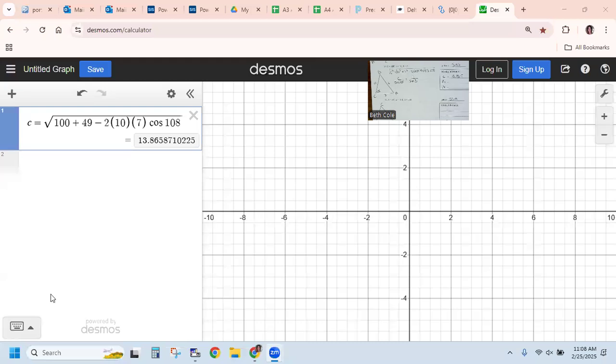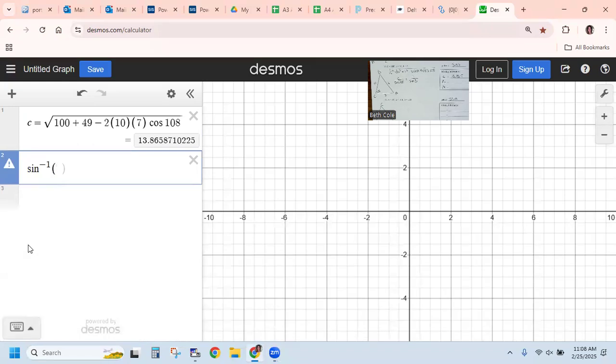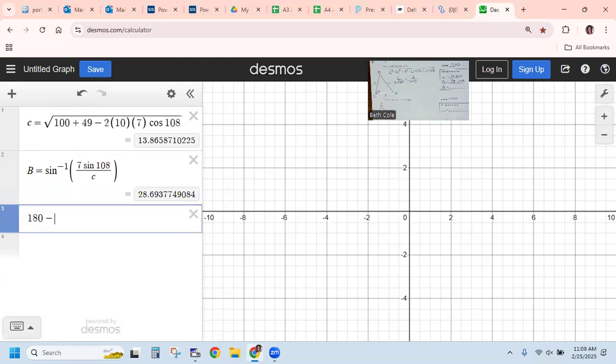So it is going to be sine inverse. Sine inverse, and then I'm going to cross 7 sine 108. It's the 2 you have, divided by little c, 28.693. And then I'm going to store that as B, and then good. So 180 minus B minus, what's the other one? 108. 43.306.